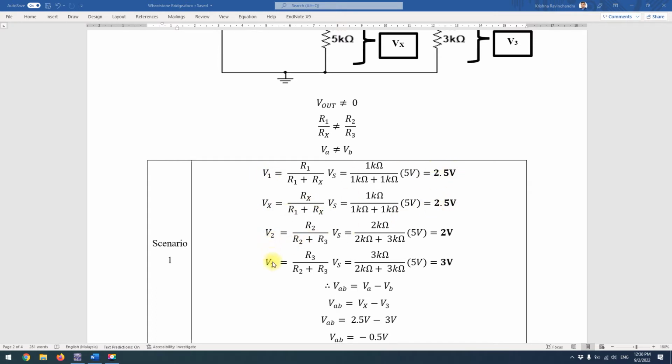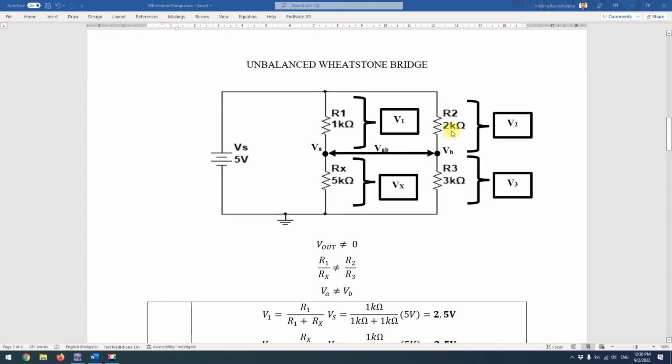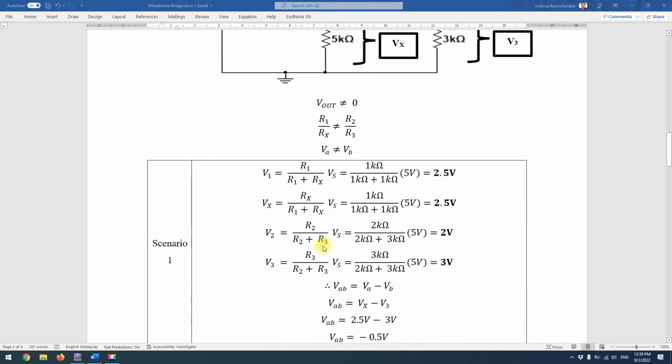Now for V2 and V3 over here. As you can see, the resistance values are not the same. R2 is 2K and R3 is 3K, and they are again parallel to the 5 volt source. After the calculation, the formula is R2 divided by R2 plus R3 multiplied by the voltage supply. So you get 2 divided by 5K multiplied by 5 equals 2 volts. The same goes for V3. You do the formula and calculations, and you get 3 volts.